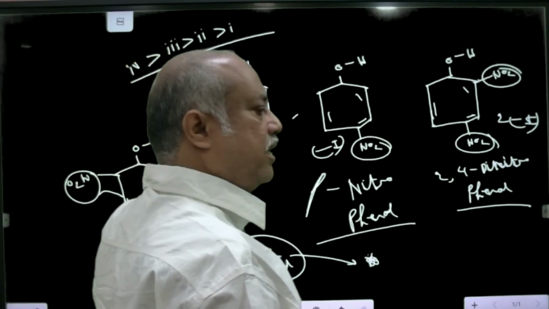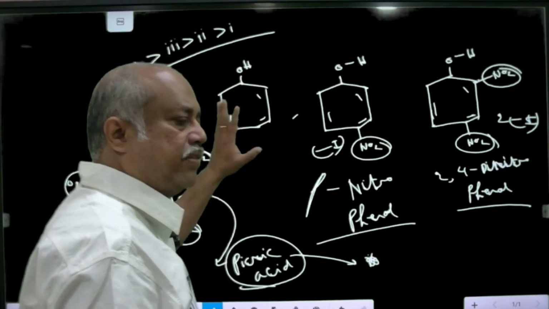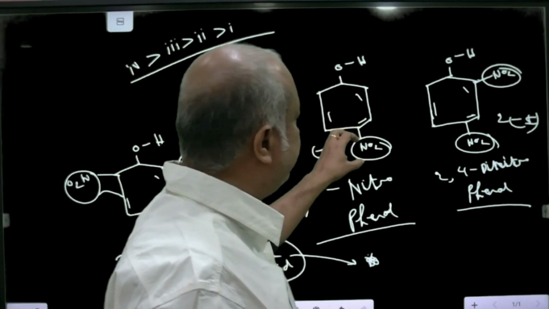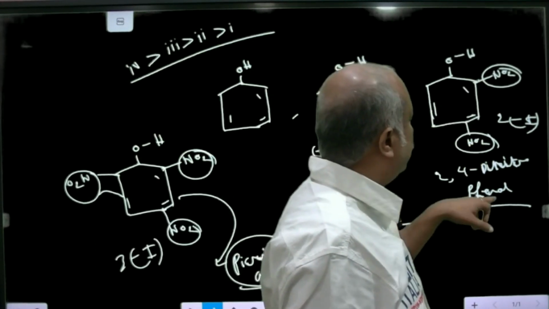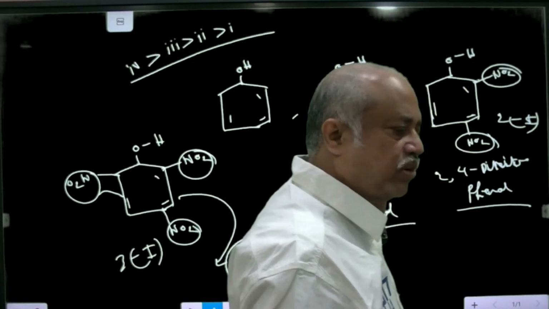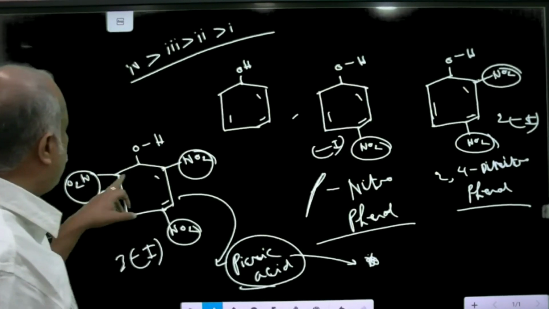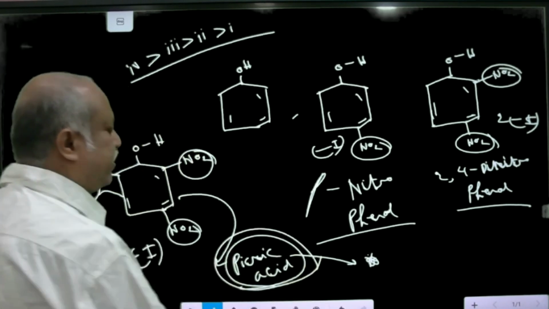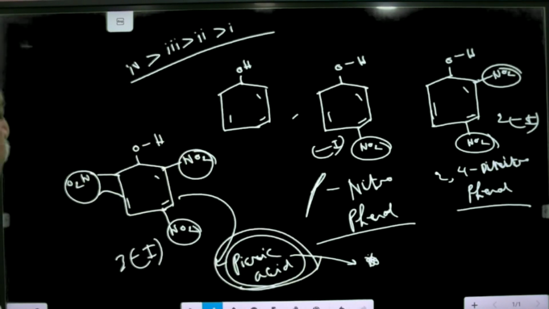Phenol, there is no plus I or minus I effect group. Para-nitrophenol, there is a minus I effect group at the para position. 2,4-dinitrophenol, there are 2 minus I effect groups. And 2,4,6-trinitrophenol, I will take that as picric acid, that is the strongest organic acid. Done it? Next one.